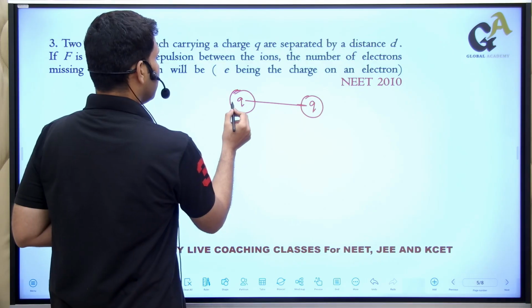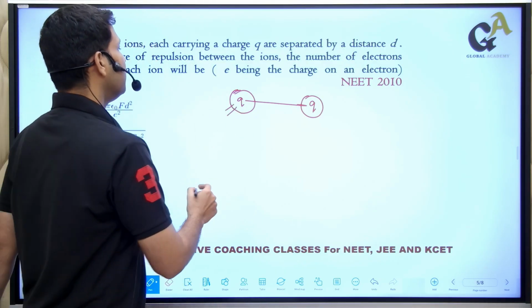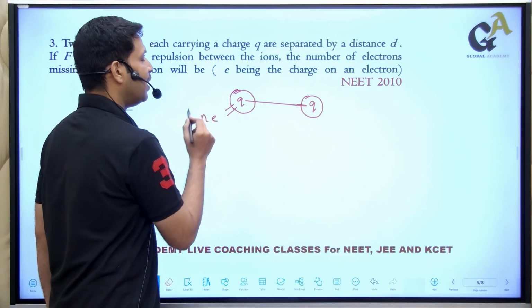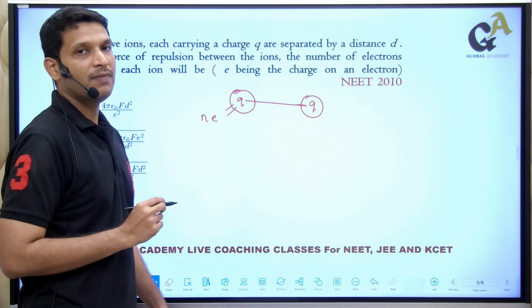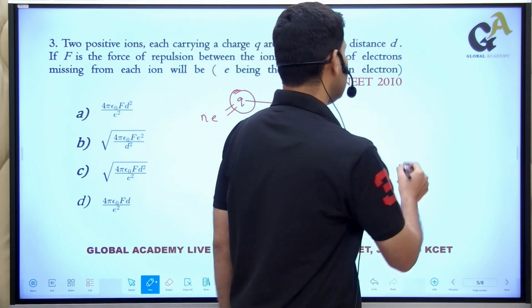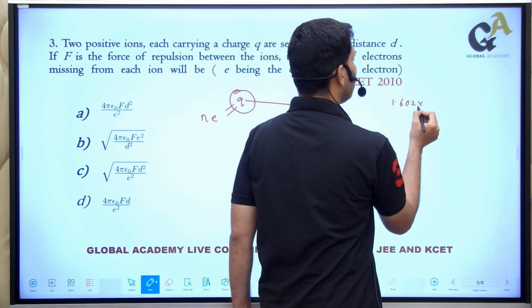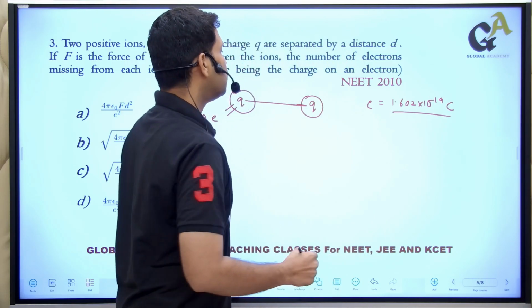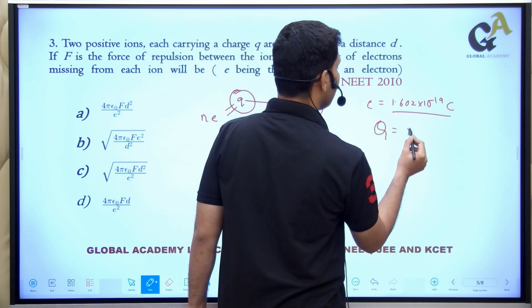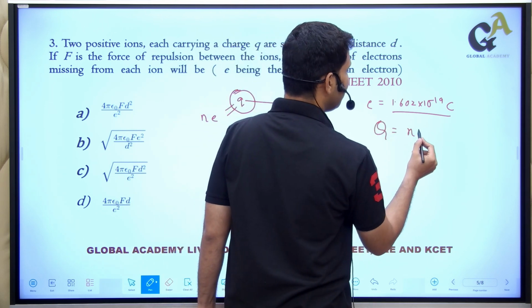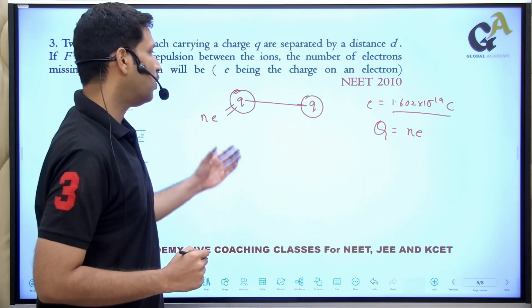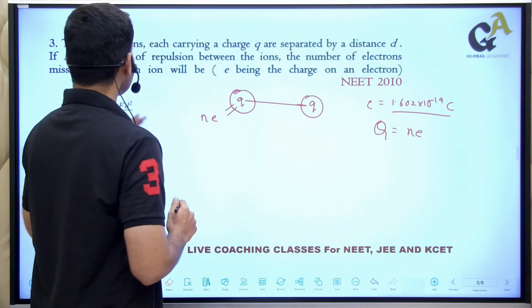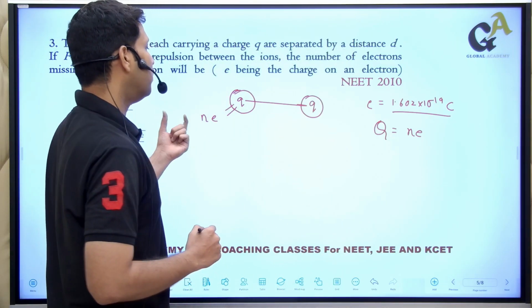So according to the quantization of the charge, the total charge on the body is represented in terms of elementary charge, that is N into E, where E is the elementary charge and its value is 1.602 into 10 to the power minus 19 coulomb. So that is the value of elementary charge. Any charge of a body can be represented as a multiple of this elementary charge. So therefore here the Q value can be represented as N times E. So now we need to find the value of N, right?